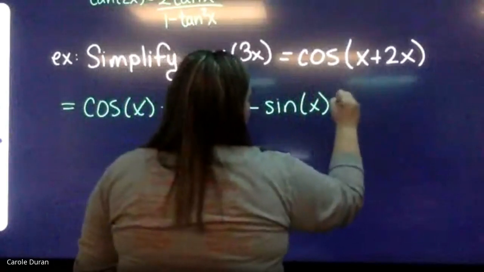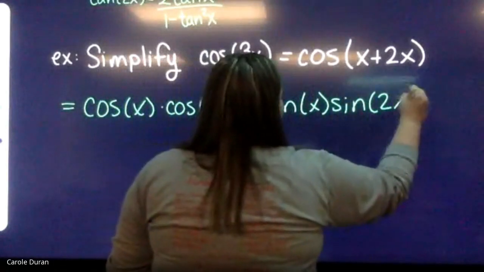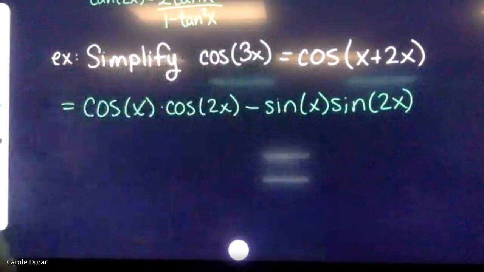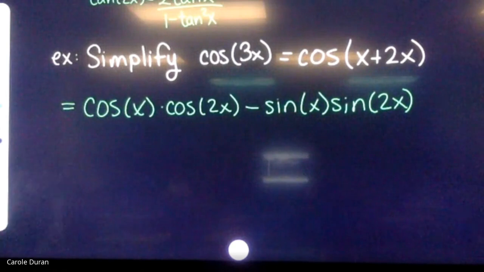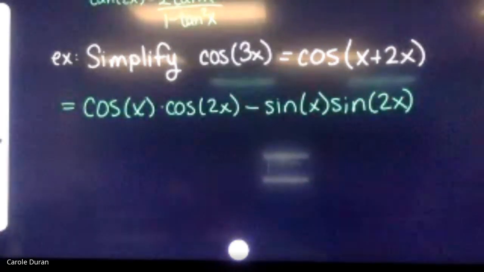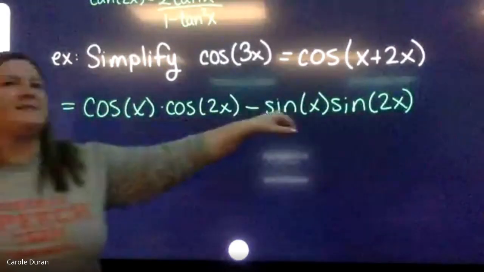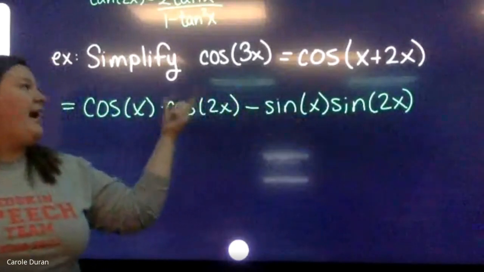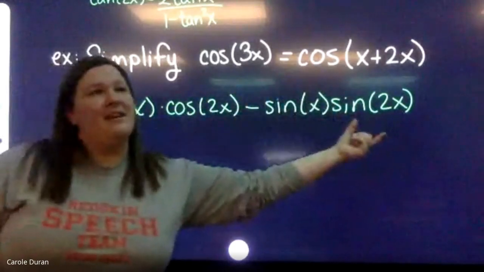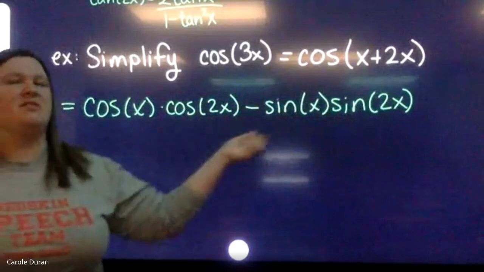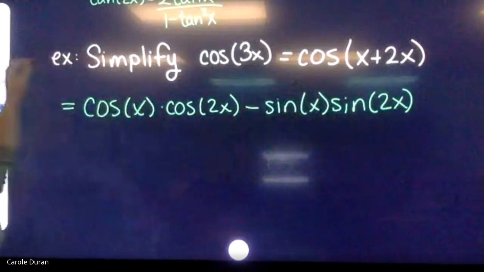times sine B. So all I did then was substitute x in where angle A was and 2x where angle B was, because those are my two angles. And then from here, I can continue to simplify. I don't know what cosine of x is or what sine of x is, but I have double angle identities that I can simplify cosine of 2x and sine of 2x with, which are the ones that we just wrote down.